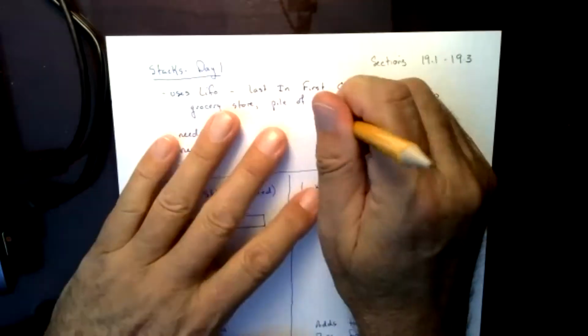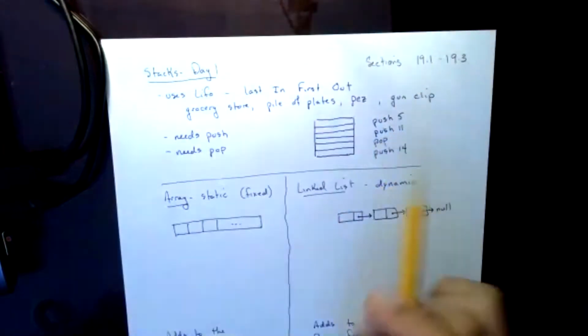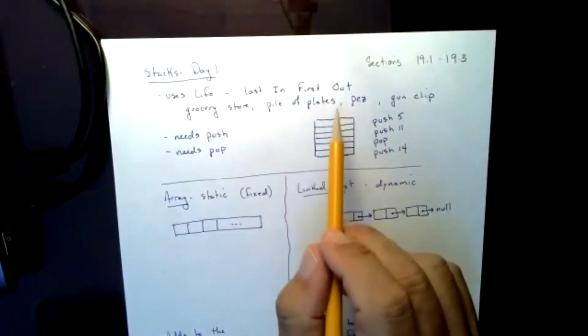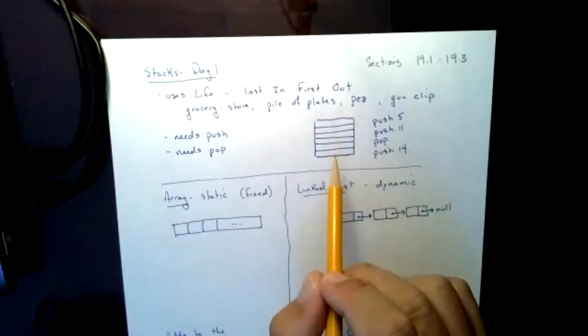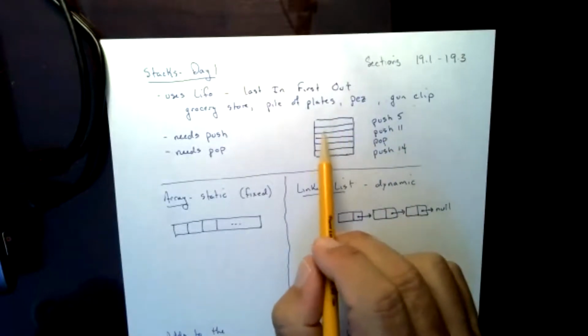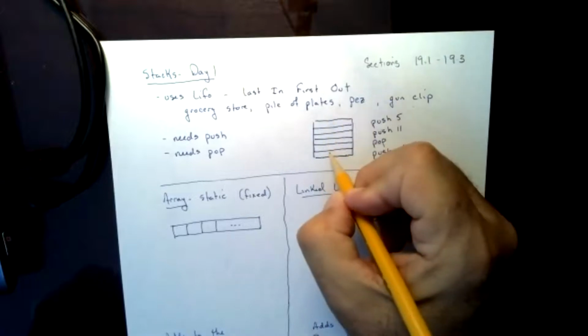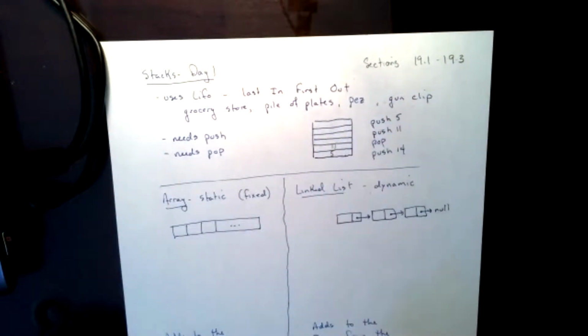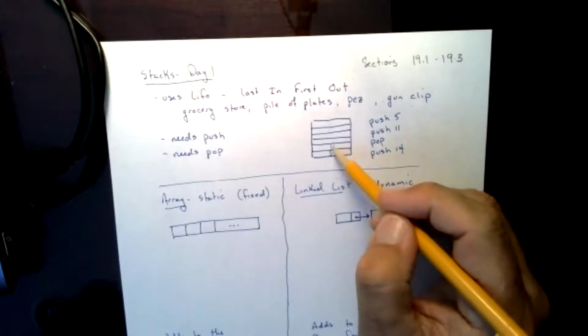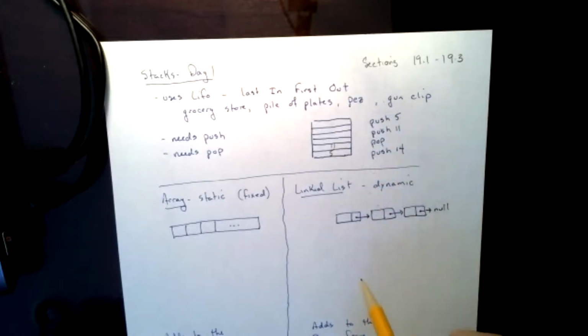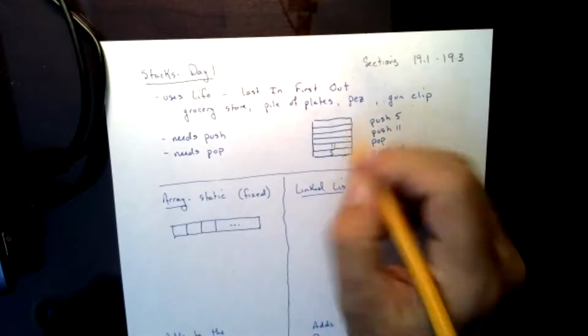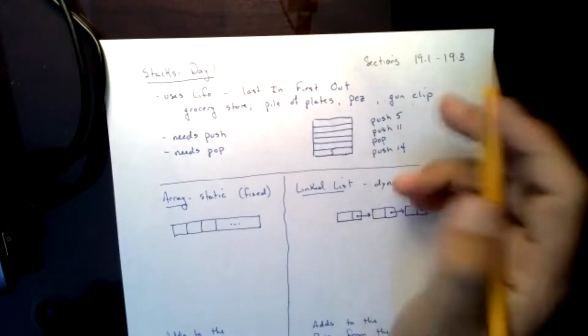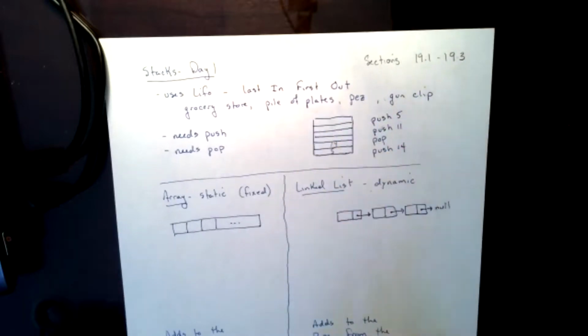Now, I'm going to do that same thing again, but this time when I push, it's going to dribble all the way to the bottom. And I'll show you in a minute why I want that. So push 5 goes to here. Push 11 is going to go there. Pop is going to take the one off the top. So that would take 11 off. Push would put it back on.